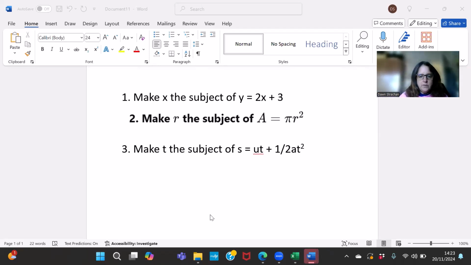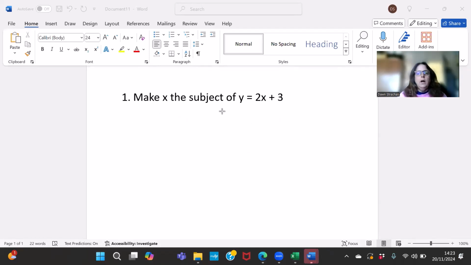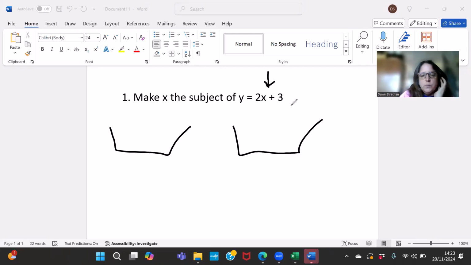So if we start with the first one, our goal basically when we're rearranging is to move everything apart from the x to one side. So we'll keep the x over here since this is where it starts at the minute. It was explained to me, and I think this is potentially the easiest way to explain it, though you wouldn't need to draw the scales yourself when you're working it out.